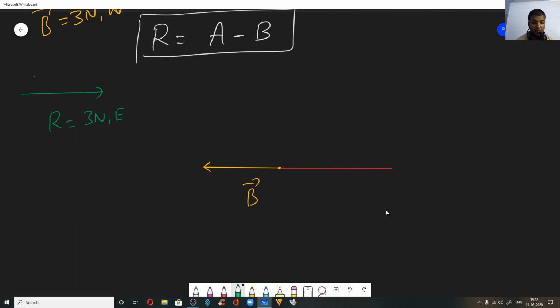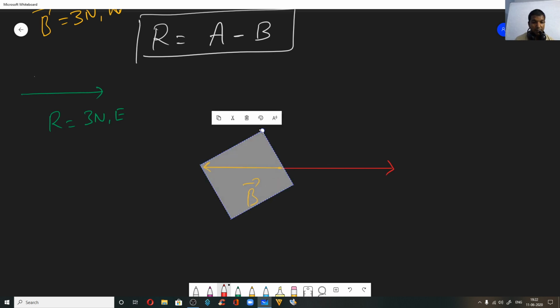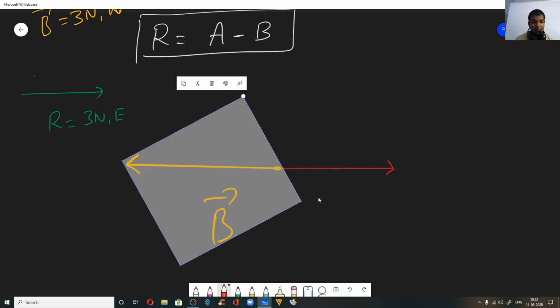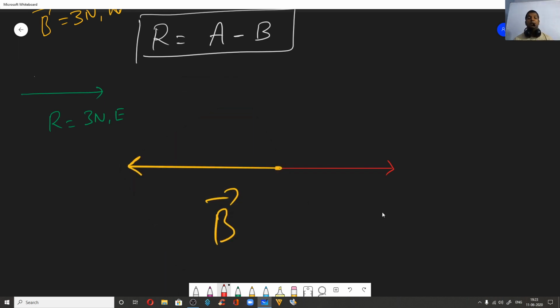Okay, right. Now I'll make vector B a bit more. I'm increasing its magnitude. Now what can be the case? It's easy. So this is vector A, right? Still the angle is 180 degrees. Then the resultant will be B minus A.